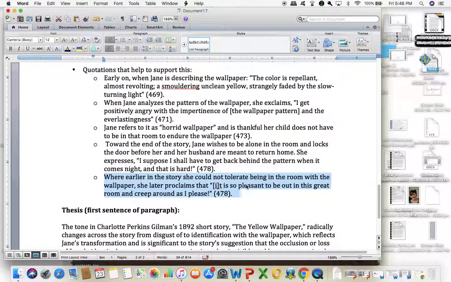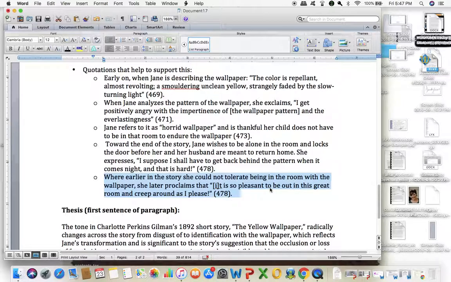So that's a drastic change in tone, where she goes from being positively angry with not just the wallpaper. And if I were turning this into a larger paper, there's a lot more I could talk about in terms of her being angry at the entire room, right? She talks about the bars on the window a lot, and the bed, and there's a lot she talks about in this room. But in the end, she's really happy and she can creep around as she pleases.